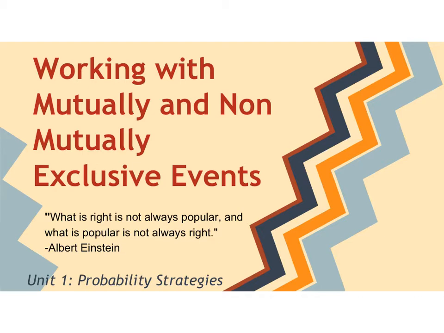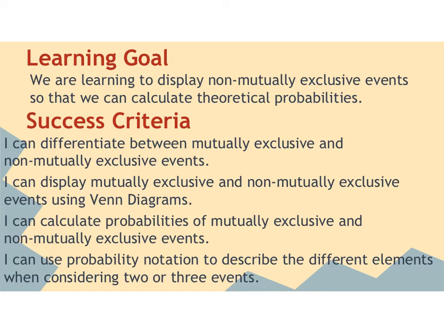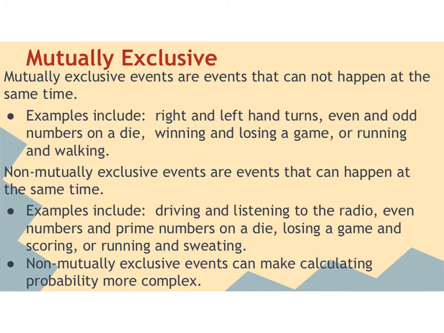And so with the current course, we're working with mutually exclusive and non-mutually exclusive events, so the idea that two things can happen at once, and Einstein's got a good quote here to reflect that. In the other video, it didn't say it like this, but here the learning goal is we're learning how to display non-mutually exclusive events, so things where there is overlap. But we're going to learn about displaying both of those. We're going to differentiate between mutually exclusive and non-mutually exclusive, and use probability notation.